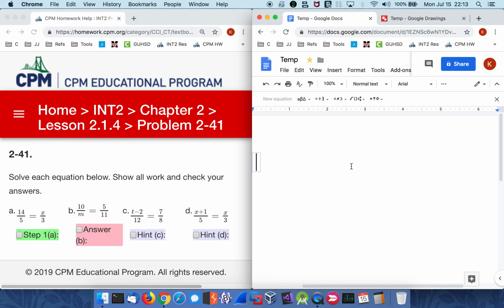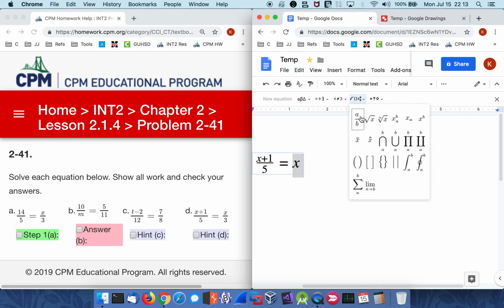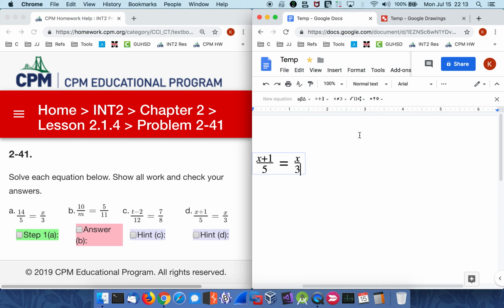D, we got x plus 1 over 5 equals, now they're getting even trickier. They're adding that extra variable here. All right, and we'll do x over 3. Still pretty easy. Okay, so let's do our cross multiplication. So we've got x plus 1 times 3 equals 5x.